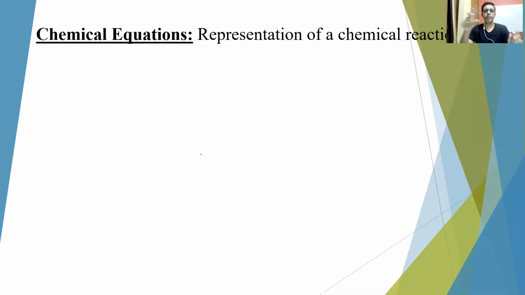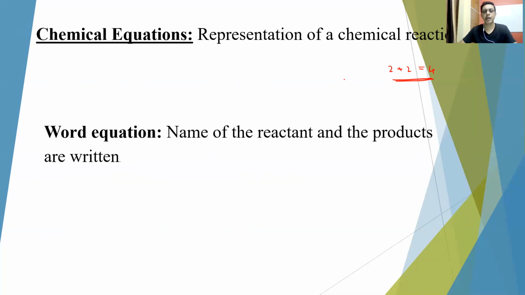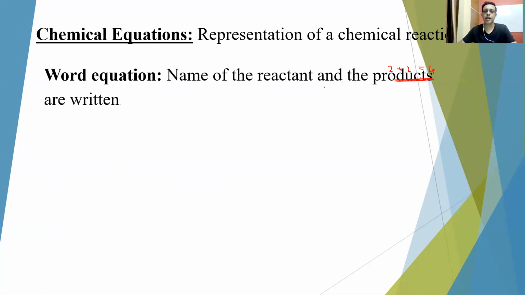Then the chapter name was chemical reactions and equations. So what is an equation? You have studied equations in mathematics. If I say 2 when added to 2 gives 4, that can be written as 2 plus 2 equal to 4. So this is a mathematical equation. Similarly, in chemistry also, whenever a chemical reaction takes place, that chemical reaction can be represented by writing the symbols or the formulas. And that representation of a chemical reaction is known as a chemical equation. So a chemical equation is nothing but the representation of a chemical change or chemical reaction.